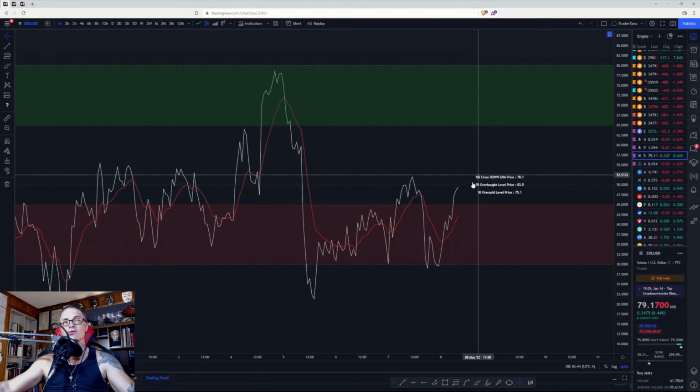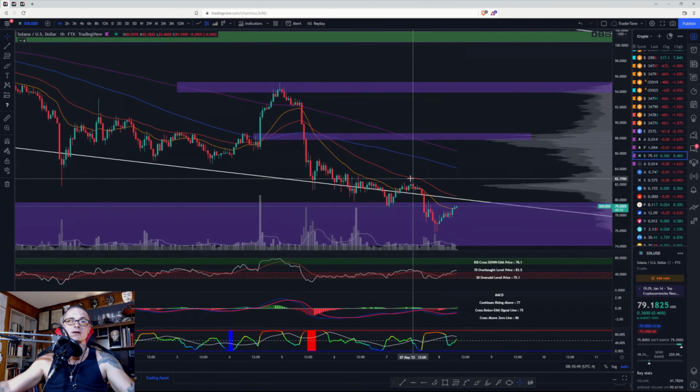RSI is in the neutral zone, testing that neutral median line, but you got rejected this last time, which was right here on that last bounce. Man. So, long story short, this looks like a bounce.